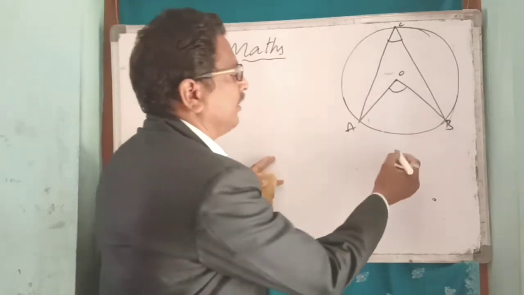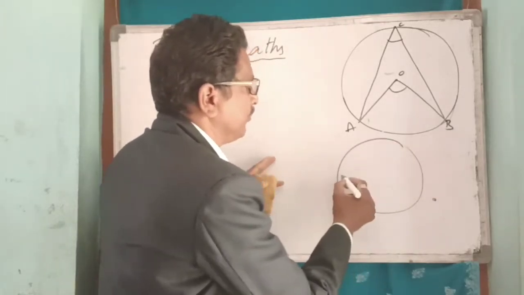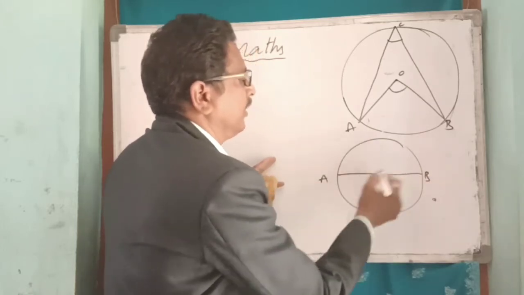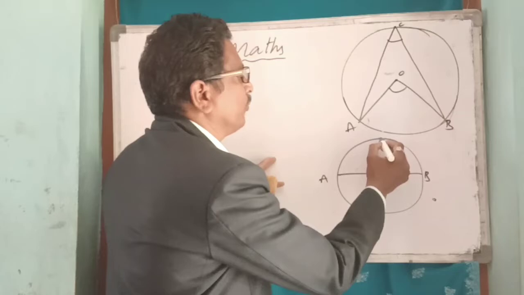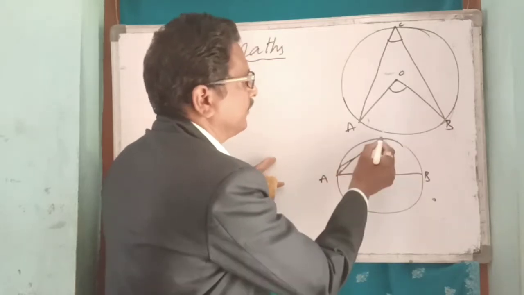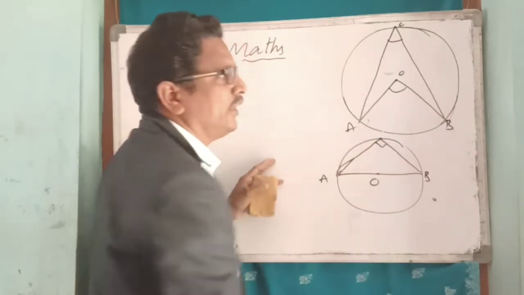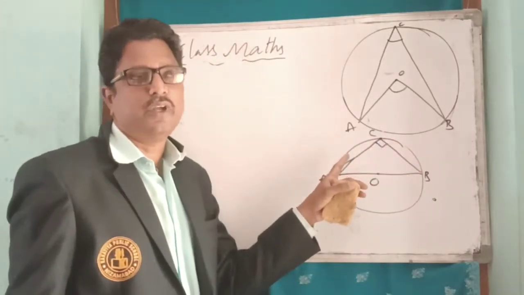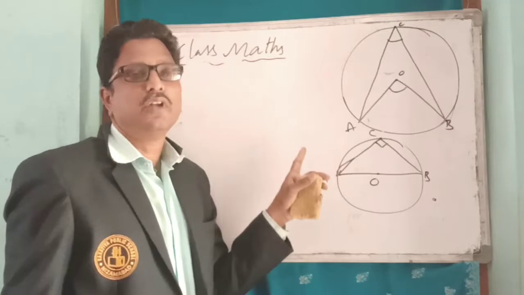And one more concept, what? Angle in the semicircle. This is the semicircle. Angle in the semicircle equals 90 degrees. This is also the second concept. Angle in the semicircle equals 90 degrees.